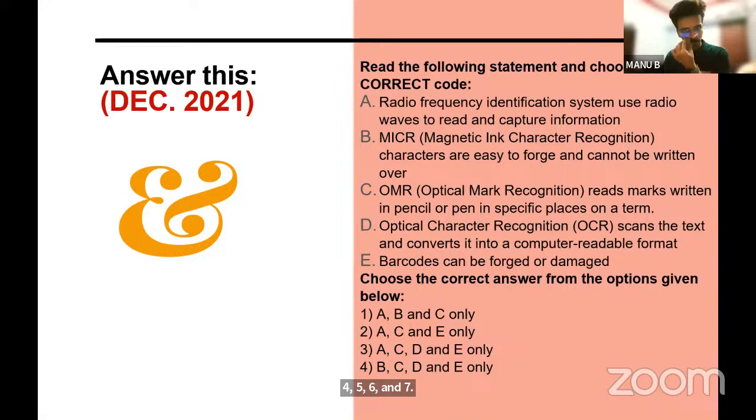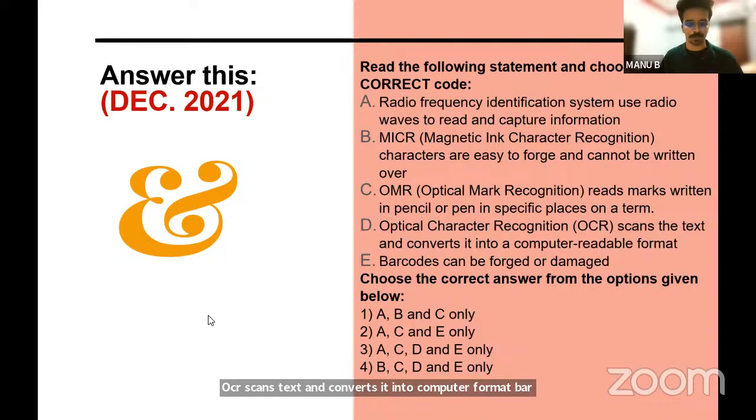Now, from December 2021, a question was asked. RFID uses radio waves. MICR, easy to forge. OMR reads something that is written with pencil or pen. OCR scans text and converts it into computer readable format. Barcodes can be damaged or forged. Which is the answer?